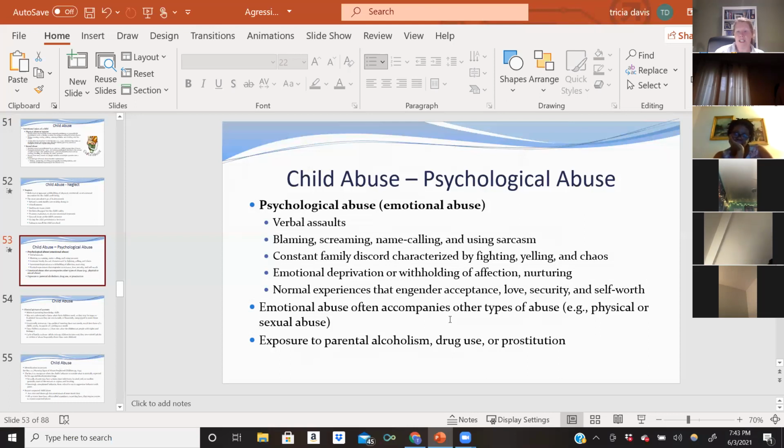Emotional abuse often accompanies other types of abuse. So usually you just don't see that they're emotionally abusing them. Usually there's sexual abuse and physical abuse as well. And we can also see psychological abuse when these children are exposed to parents who suffer from alcoholism or drug abuse or even prostitution.